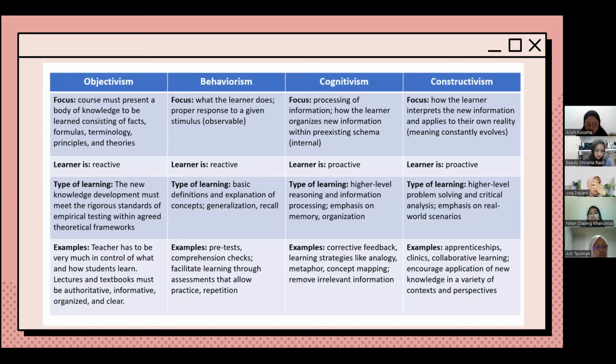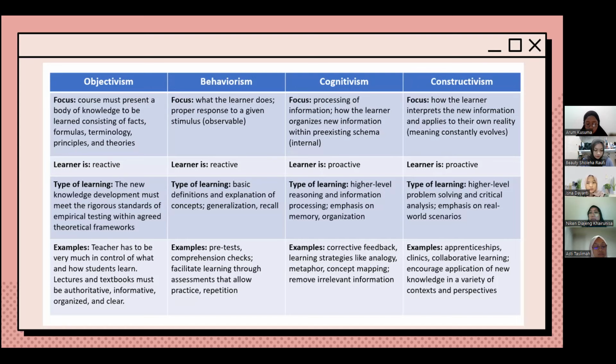And the next is behaviorism. It focuses on what the learner does, proper responses to a given stimulus are observable, and the learner is reactive. The type of learning: basic definitions, and explanations of concepts, generalization, and recall. For the examples, pre-task, comprehension checks, facilitate learning through assessments that allow practice and repetition.